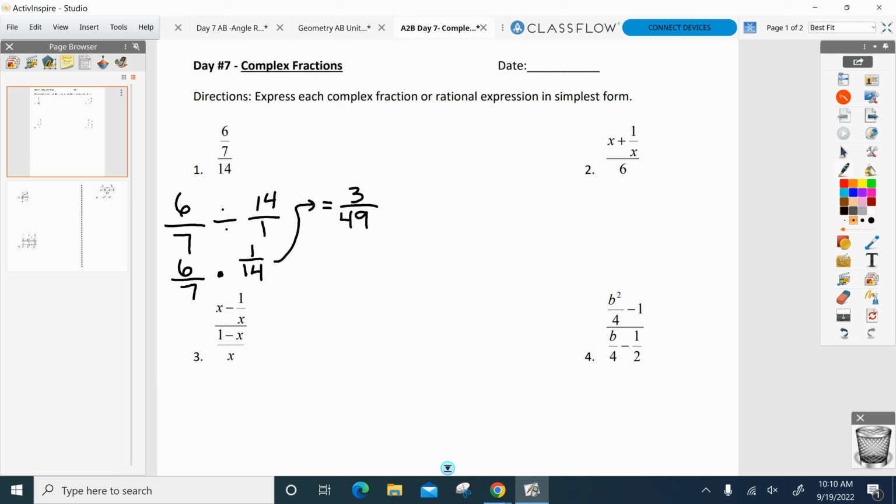All right, so this one's a very basic one. We didn't have to deal with a variable, but now we will. I just wanted to give you an idea of what a complex fraction looks like. Fraction on top, fraction on the bottom. So let's go over to number 2.